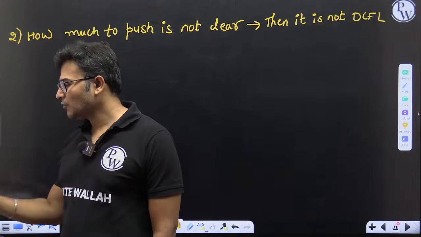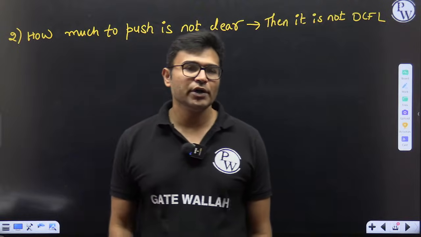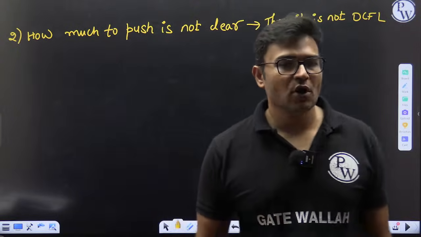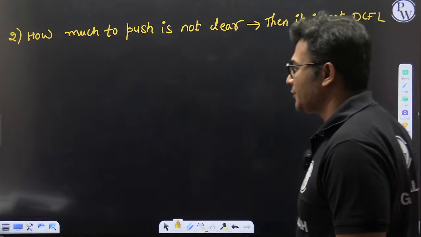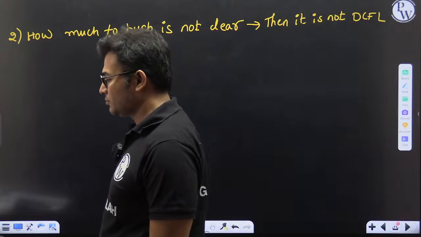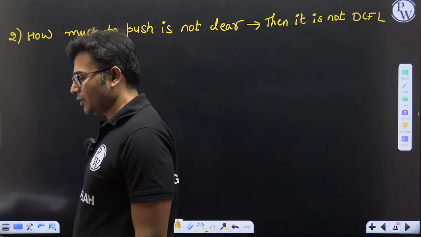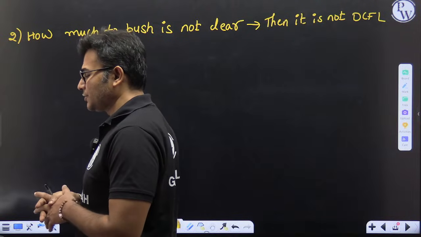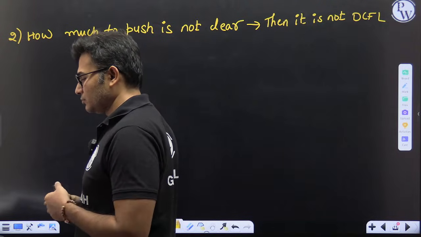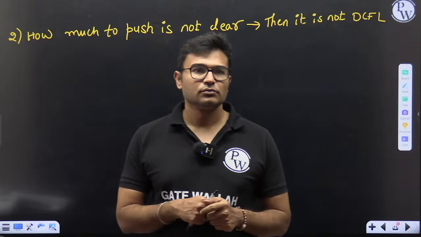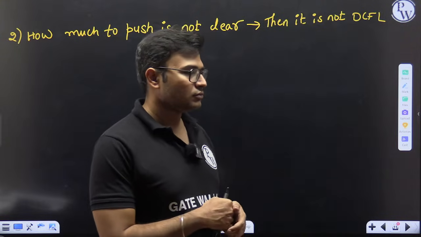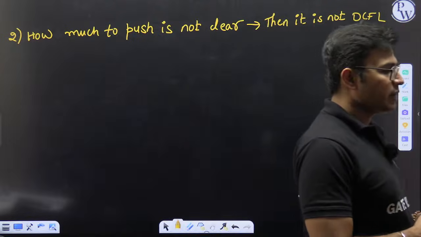What is the example for how much to push is not clear? Can you give me an example for this?